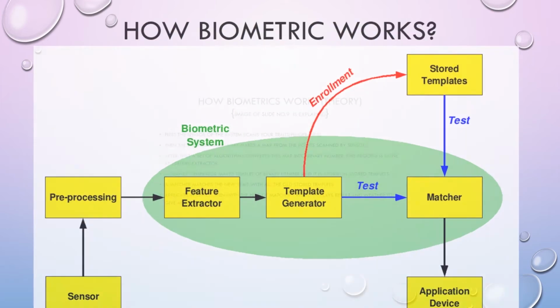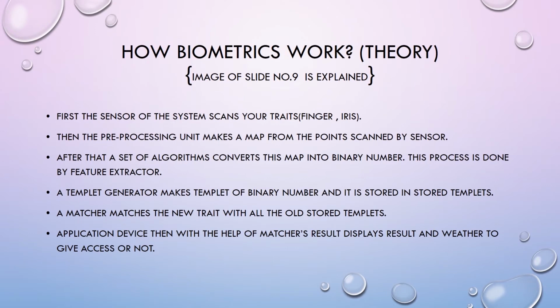2. How biometrics works, theory. First, the sensor of the system scans your traits, such as finger or iris. Then the pre-processing unit makes a map from the points scanned by the sensor. After that, a set of algorithms converts this map into a binary number. This process is done by the feature extractor. A template generator makes a template of the binary number and it is stored in stored templates. A matcher matches the new trait with all the old stored templates. The application device then, with the help of the matcher's result, displays the result and whether to give access or not.